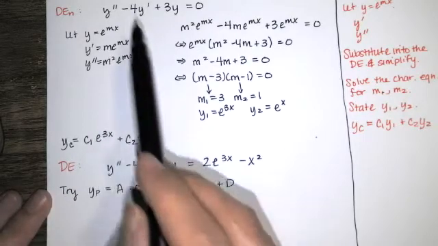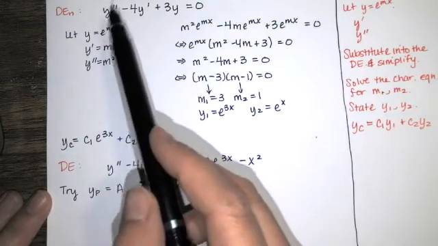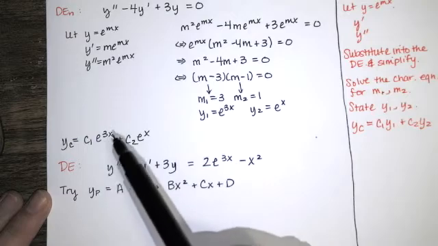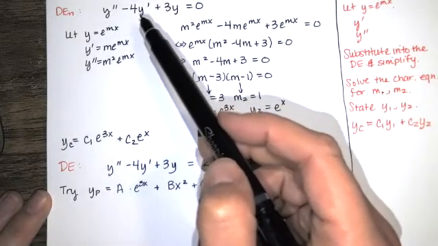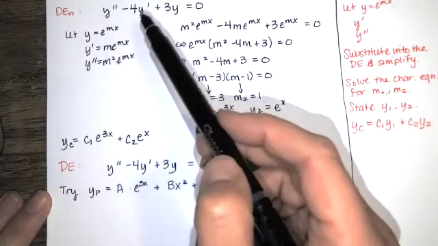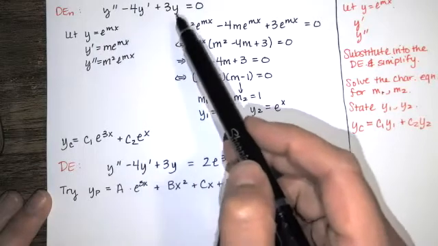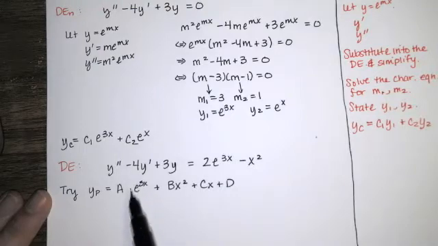Remember, e to the 3x is a solution to this differential equation. If you take the derivative twice, you get 9 e to the 3x. If you take the derivative once, you get 3 e to the 3x. So you have 9 e to the 3x minus 4 times 3 e to the 3x. So that's 9 minus 12 e to the 3x. So that's negative 3 e to the 3x plus 3 e to the 3x equals 0. So this is a solution to the homogeneous equation.